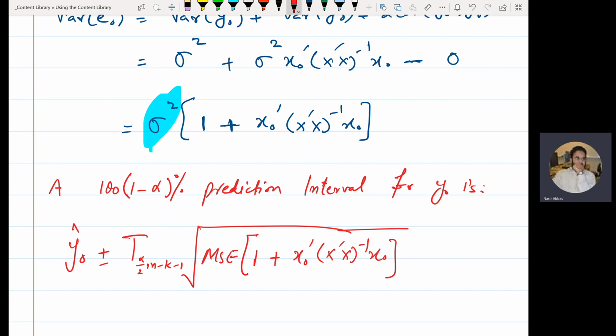So just compare the two intervals. You will see we did exactly the same for chapter 2. This exact 1 plus was there. This exact 1 plus is here. Let us quickly implement this thing and see how we get it.